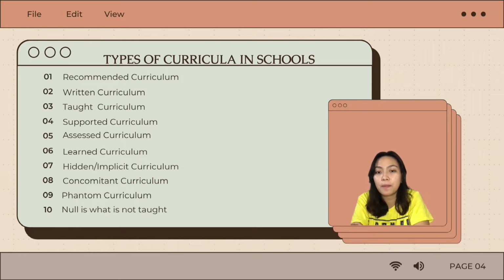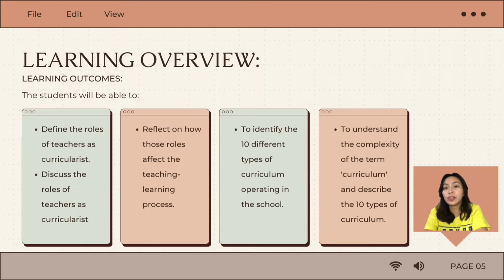There are 10 types of curricula in schools, and these are the recommended curriculum, written curriculum, taught curriculum, supported curriculum, assessed curriculum, learned curriculum, hidden or implicit curriculum, concomitant curriculum, phantom curriculum, and null, which is what is not taught.